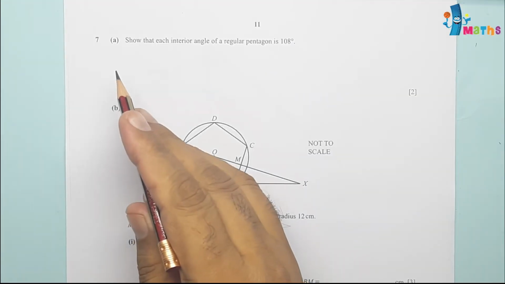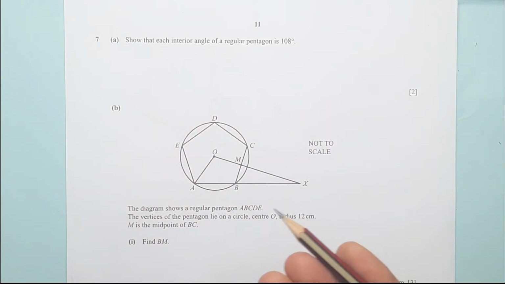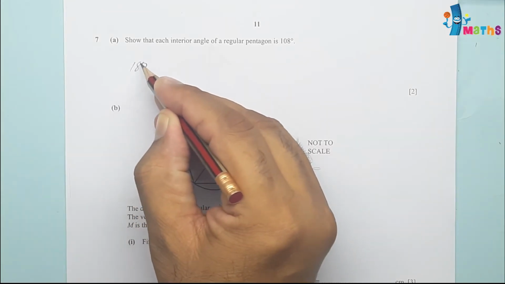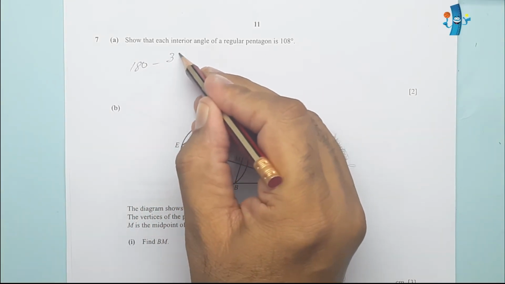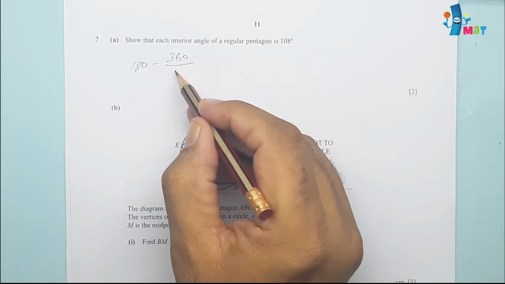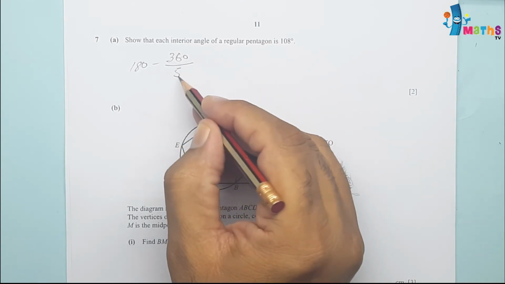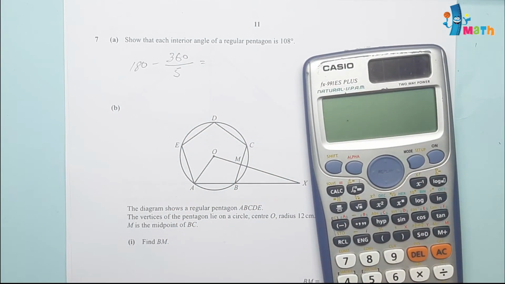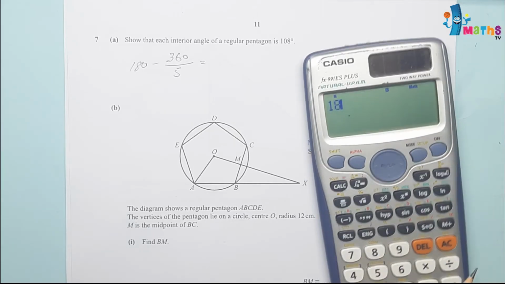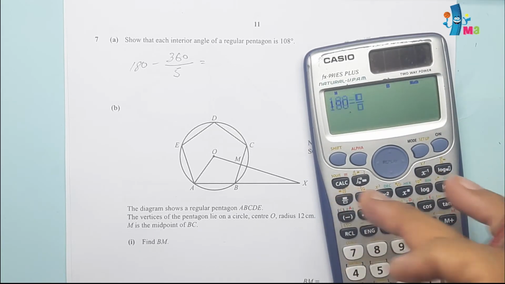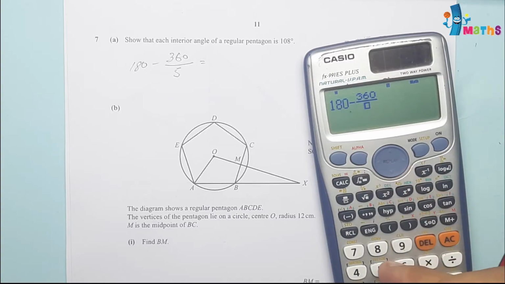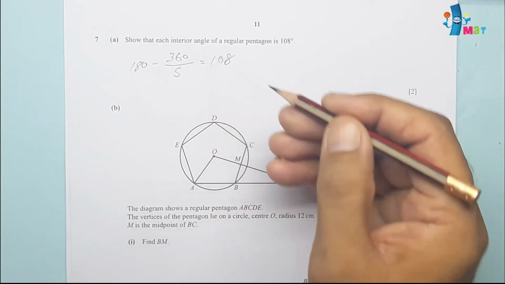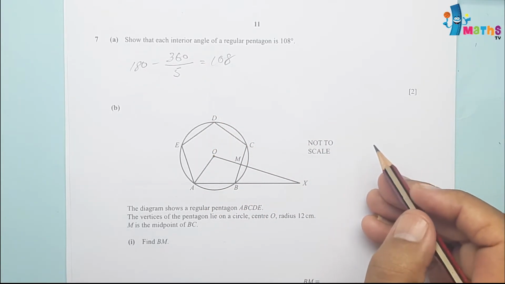Question number 7. Show that each interior angle of a regular pentagon is 108. So we know that this is 180 minus 360 divided by the number of sides. A pentagon has 5 sides, so we can calculate 180 minus 360 divided by 5. So this will be equal to 108. Then B part.